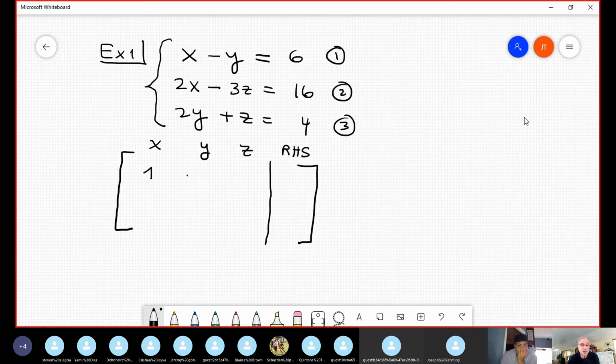So say 1, -1, 0, because z is missing, and the first equation's 6. This is my first row, the representation in matrix form of my first equation. The second equation is 2, y is missing, -3, 16. And the last equation has no x: 0x, 2y, 1z equals 4.